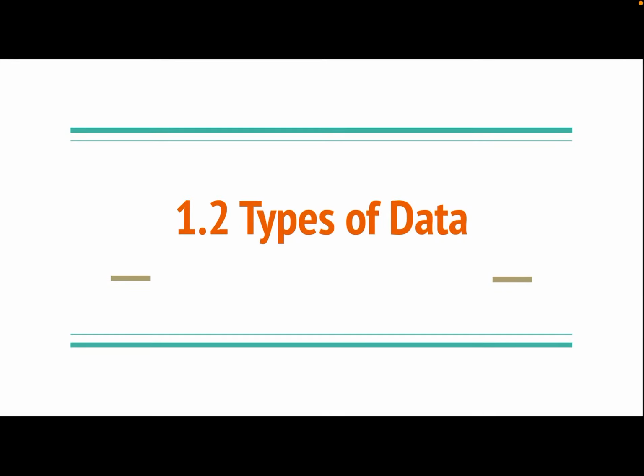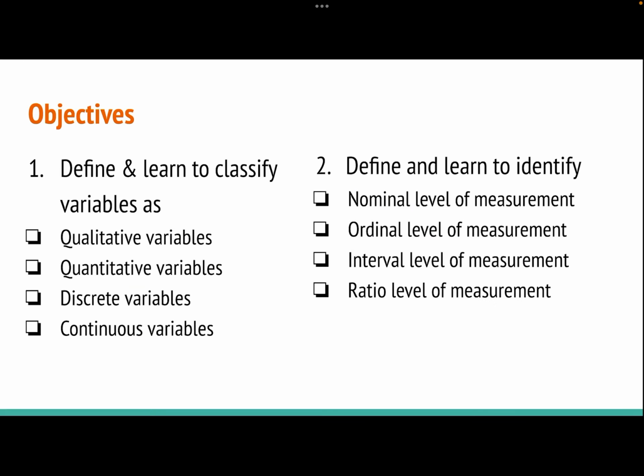In this video, we're going to look at the different types of data that we can see through statistical analysis. At the end of this video, our objectives are we're going to be able to define and learn to classify variables such as qualitative variables, quantitative variables, discrete variables, and continuous variables. And then we're also going to be able to define and learn to identify different types of levels of measure such as nominal, ordinal, interval, and ratio levels of measurements.